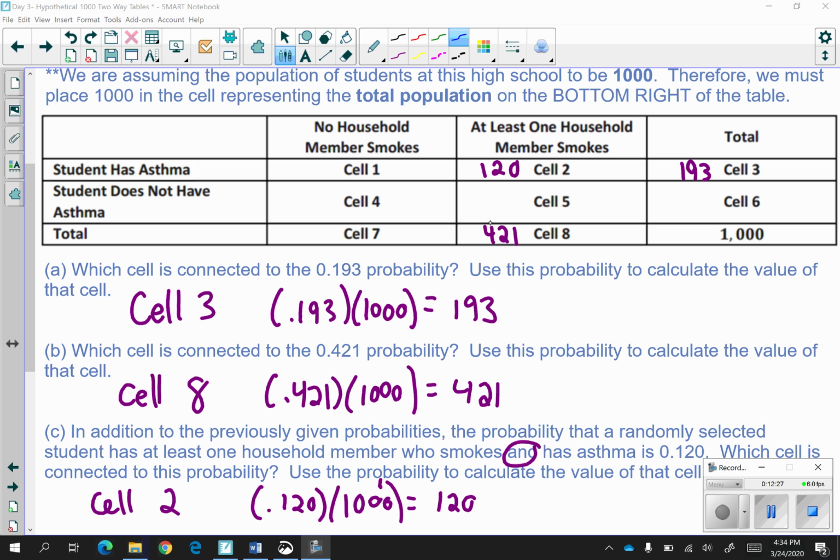Going downwards, 120 plus what is 421? That should be a 301. 193 plus what is 1,000? That's 807. Going left to right, what plus 120 is 193? 73. And what plus 301 is 807? That's 506. And your last one, what plus 421 is 1,000? That is 579. Double check your values to make sure they work top to bottom and left to right.